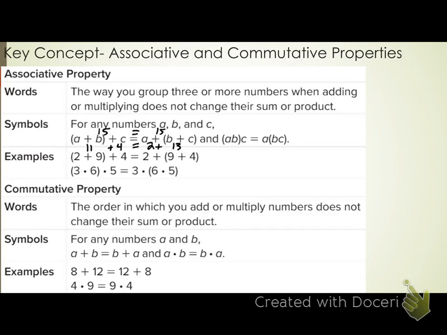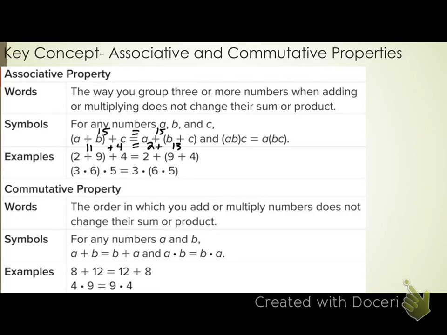Same thing works for multiplication. Down here I've got 3 times 6 times 5, so I could group or associate 3 times 6 together first and then multiply by 5, or I could associate or group 6 times 5 together and then multiply by 3. Either way, I'm going to get the same result. Any questions about the associative property?